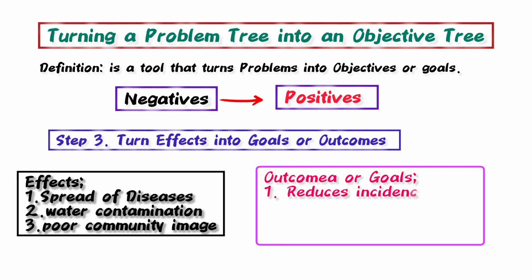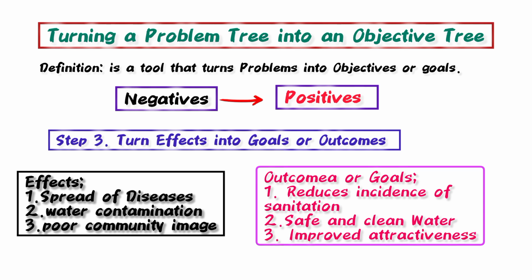Effect 1. Spread of diseases. The goal will be reduced incidence of sanitation related diseases. Effect 2. Water contamination. Our goal will be safe and clean water in the community.